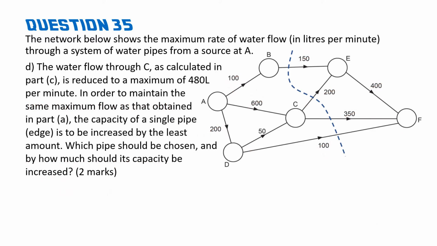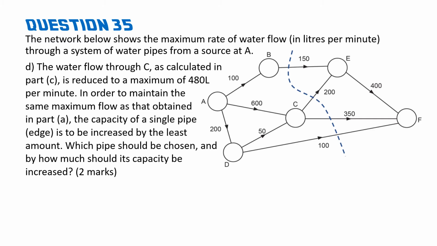For part D, the water flow now through C that we just calculated of 550 litres is going to be reduced to a maximum of 480 litres. So that's going to have the knock-on effect of our network not being able to manage to get through the total 750 litres. So in order to maintain that 750 litres that we got in part A, the capacity of a single pipe or edge is going to be increased by the least amount possible.